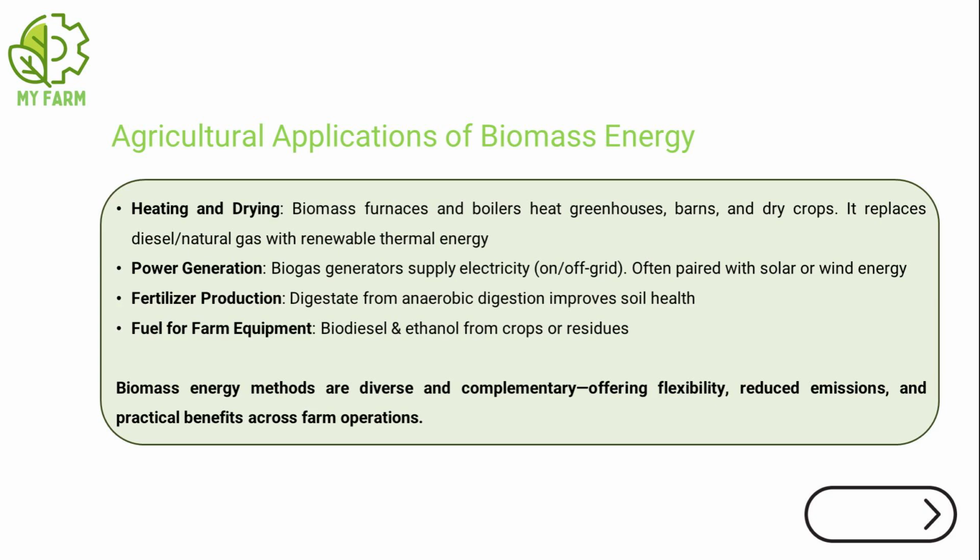By combining heat, electricity, and fuel production in one system, farms can meet diverse energy needs while cutting emissions and improving energy security. It's a circular model, one where every input and byproduct has value, supporting both economic resilience and environmental stewardship. In essence, biomass energy turns agricultural waste into agricultural wealth. It strengthens the farm's independence, reduces greenhouse gases, and paves the way for a cleaner, more sustainable future in farming, where nothing goes to waste, and everything works in harmony with nature.